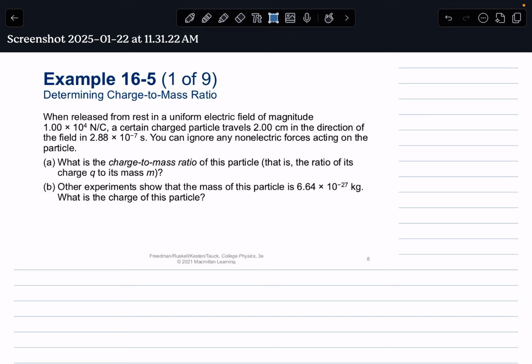In this example, when released from rest in a uniform electric field, a certain charged particle travels 2 centimeters in the direction of the field, and it does that in 2.88 times 10 to the minus 7 seconds. The magnitude of that field is given right here. We can ignore any other forces. So the question is, what's the charge to mass ratio?